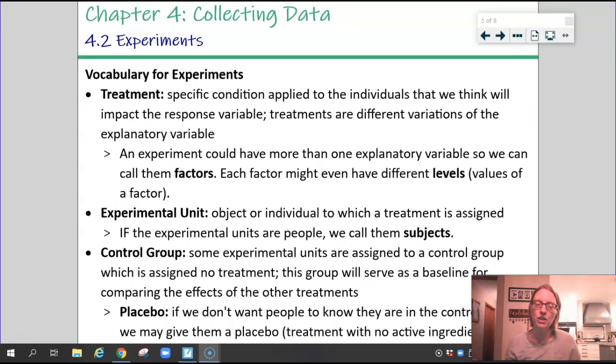We might give the other group still a bottle of pills that look and feel and taste or whatever just like aspirin, but they have no active ingredient in them, okay? Sometimes having a placebo is important to the results because we don't want people to know which group they're in and have their thinking impact the results. Depending on the setup of our experiment, sometimes the placebo is important and sometimes it's not.